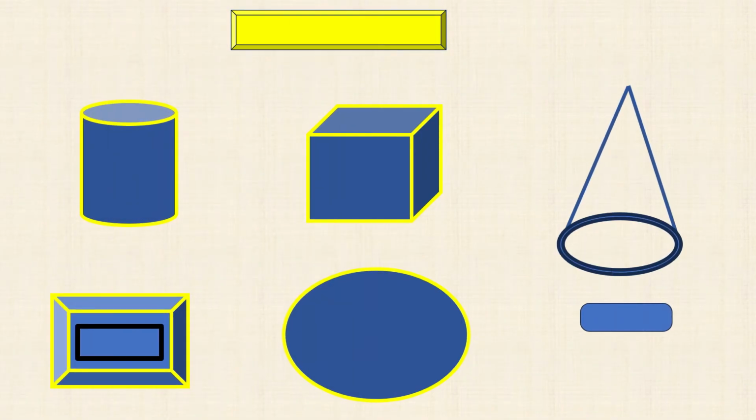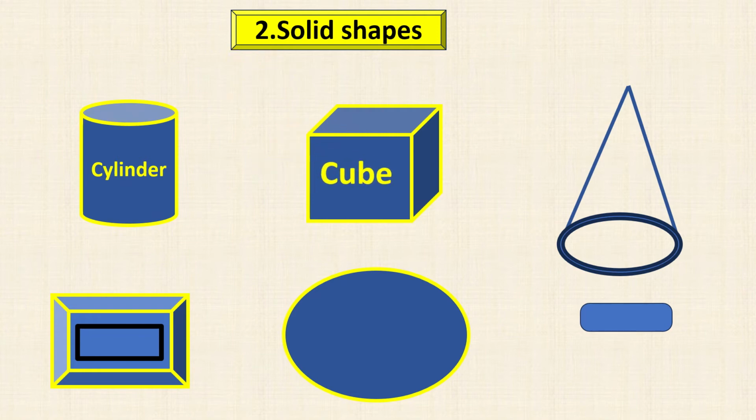Next is the second part that remains. First part of shape is a plane shape. Second one is a solid shape. The first image looks like that. We call it a cylinder. It's C, then all silent, then LINDER. It's a cylinder. Next one is a cube. Third one is our cuboid. It's a cuboid.